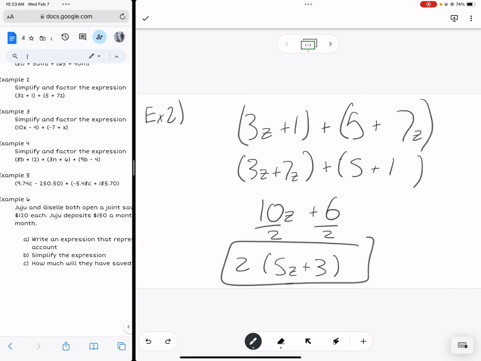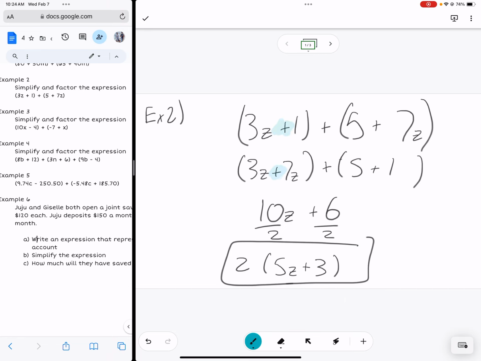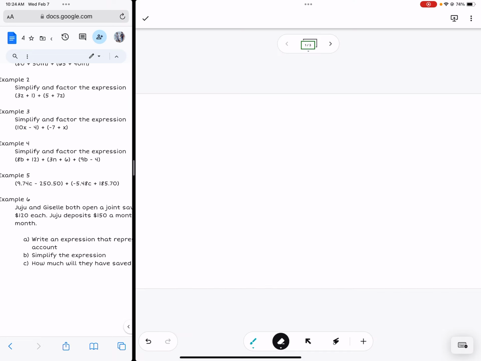So example 1 and 2, everything was addition, right? It was addition on the inside of the parentheses. And it was also addition in between our quantities or parentheses. So now for example 3, we're going to have something a little different where you're going to have subtraction on the inside of the parentheses. So it's going to be 10x minus 4. You're going to have addition in between our parentheses. And then addition again.